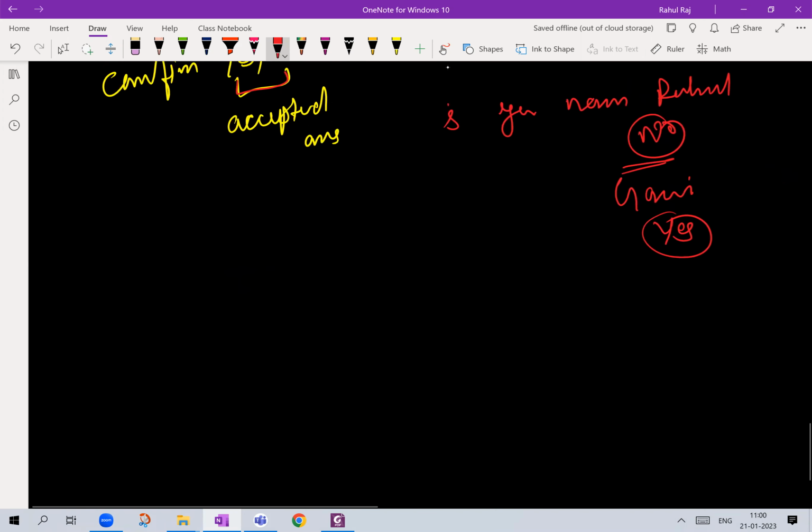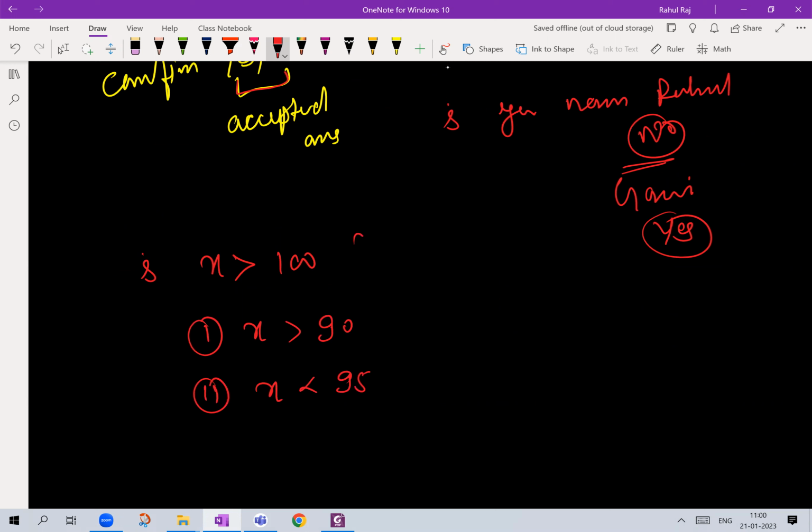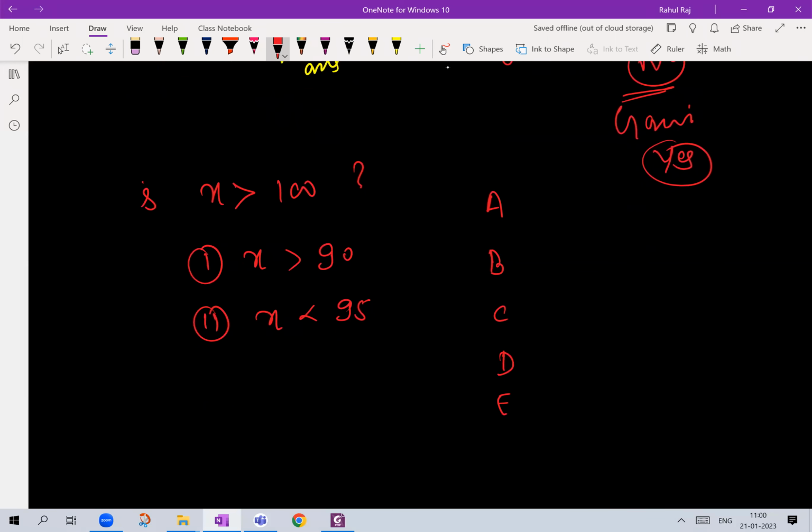Imagine I give you a simple question: is X greater than 100? My first option is X is greater than 90. My second option is X is less than 95. Now, the moment you see one question and two statements, your answer should be in the form of A, B, C, D, E. I'll make it very clear what exactly A, B, C, D, E stand for. So, can you please answer this question? Take 20 seconds.